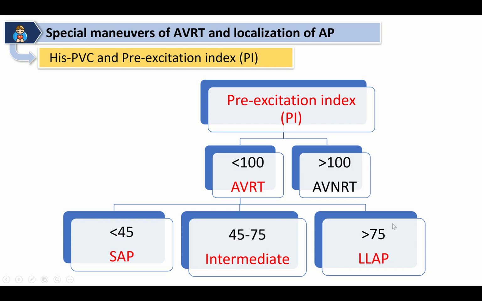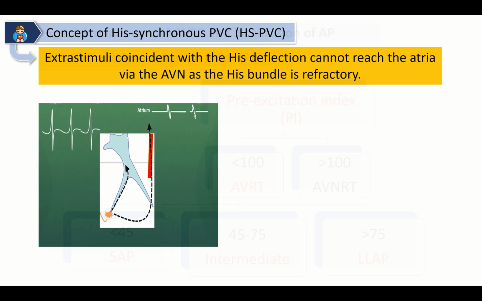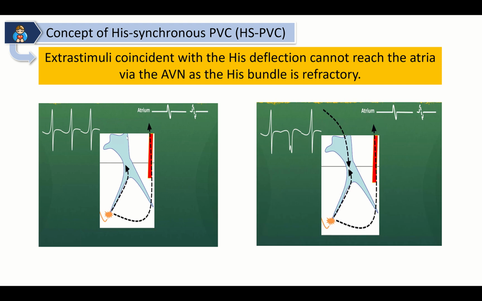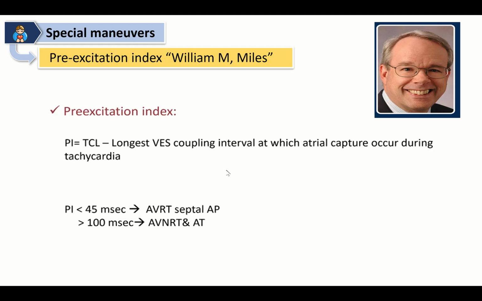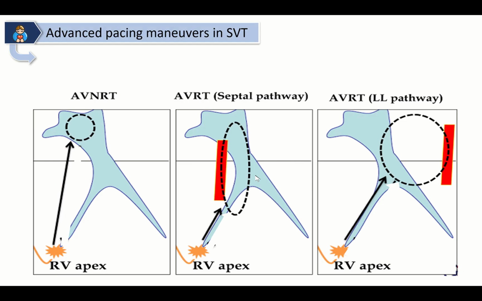However, if it is more than 75, it means it is AVRT using left lateral accessory pathway, and we know the concept of His synchronous PVC. This is the original paper by Dr. William Miles confirming septal accessory pathway pre-excitation index less than 45.